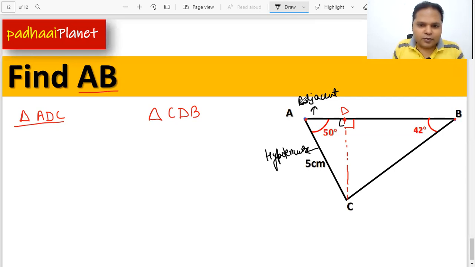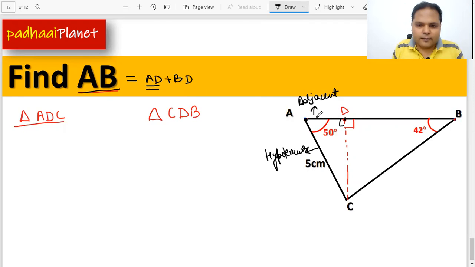Now, considering this triangle ADC, we can now easily say that the adjacent and the hypotenuse are there. To find out the length of AB, we need to find out AD, and then we will also find out BD. And then we'll add up both because AB is equal to AD plus BD, correct? So we'll first find out AD, right?